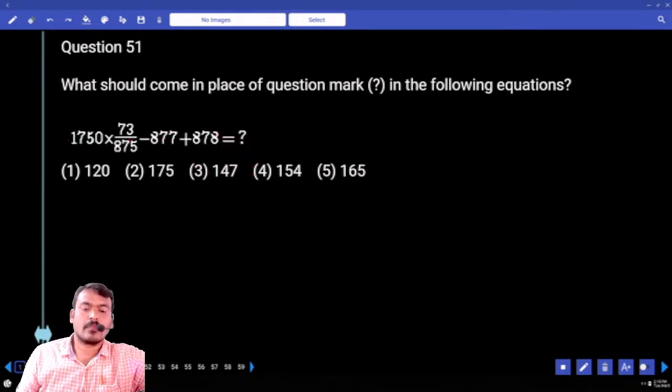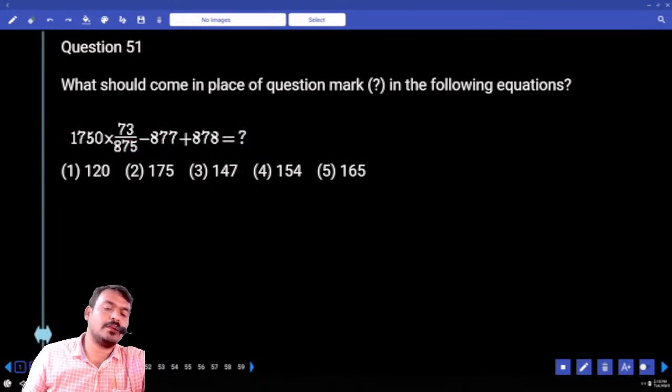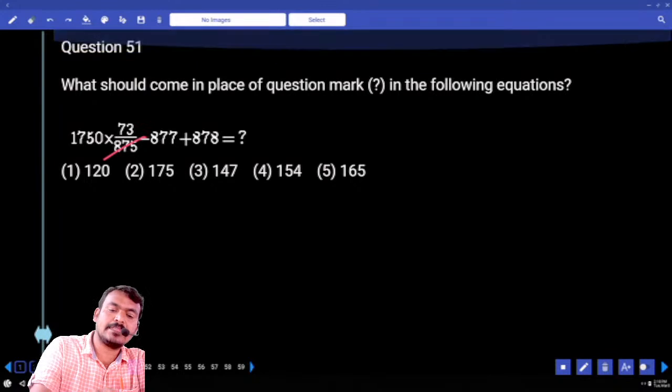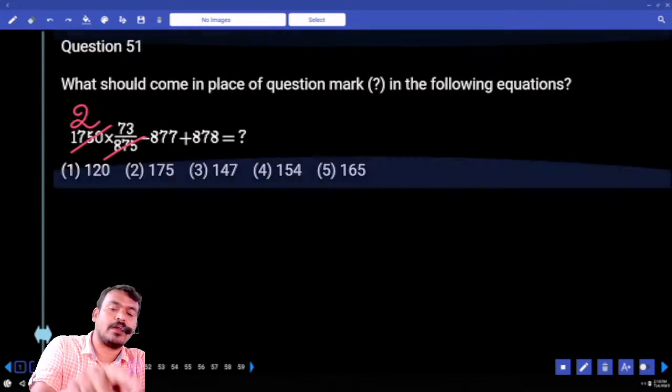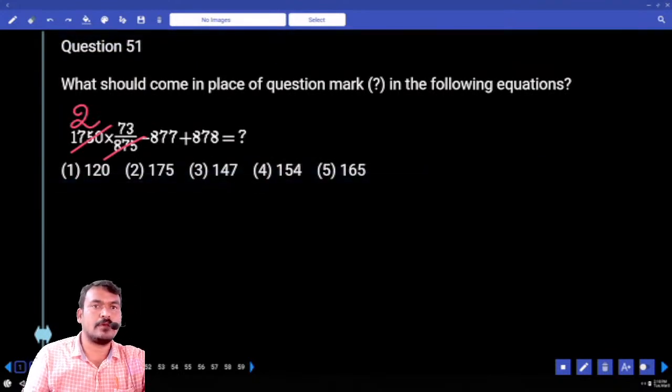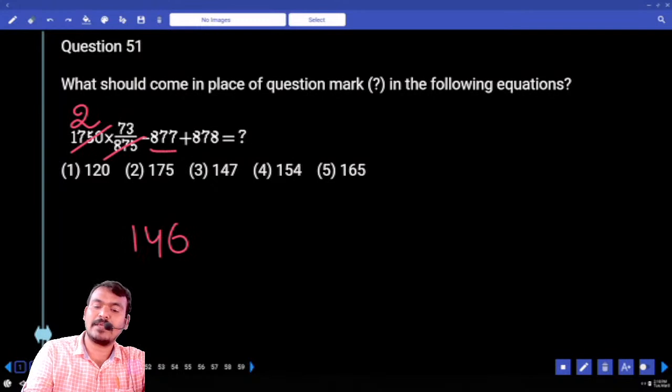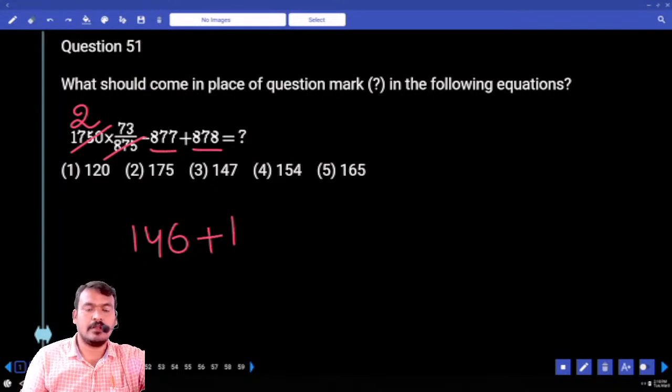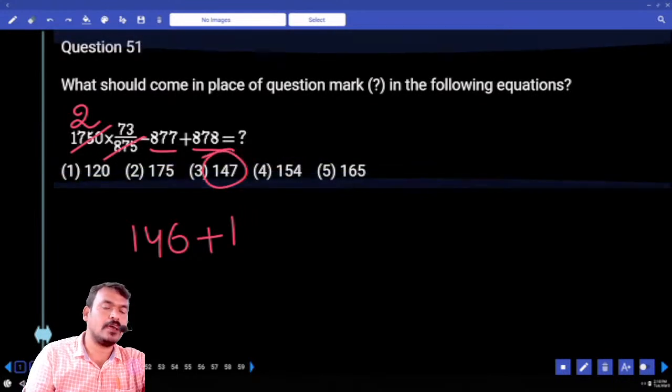Next. What is the 875 double? 1750. Nothing but 875 and 1750. Almost how many times? 2 times. 2 into 73, 146. Minus 877 plus 878. Difference plus 1 or minus 1? Plus 1. Then answer 147.